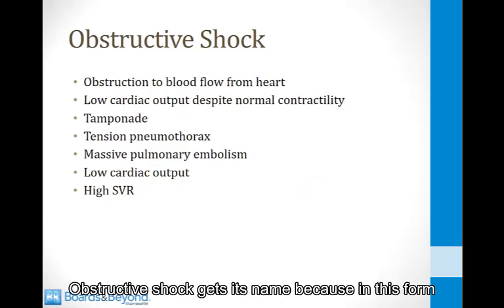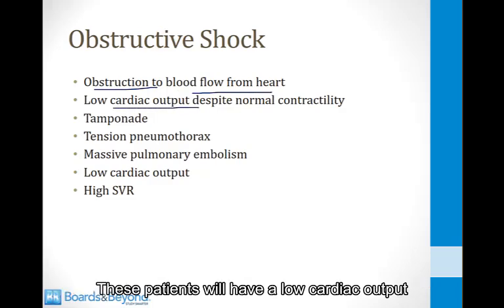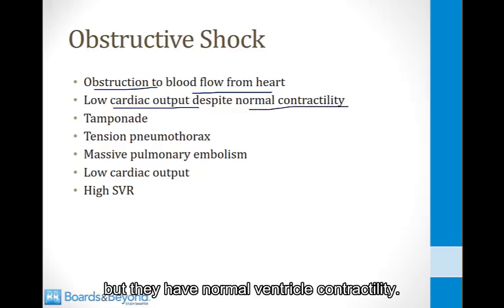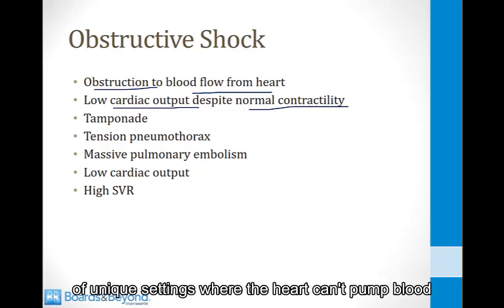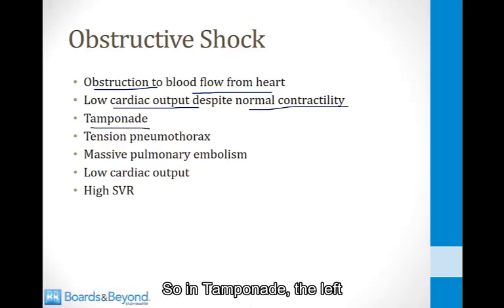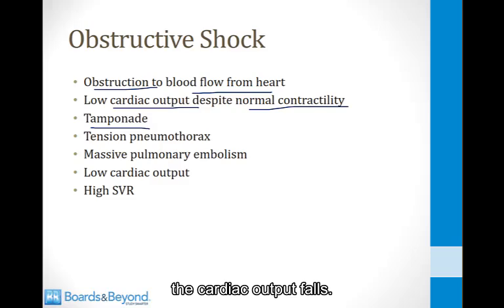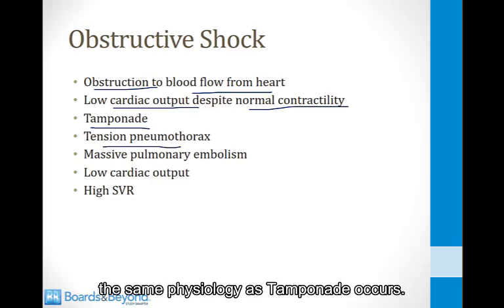Obstructive shock gets its name because in this form of shock, there is obstruction to blood flow from the heart. These patients will have a low cardiac output just like cardiogenic shock, but they have normal left ventricular contractility. So this occurs in a couple of unique settings where the heart can't pump blood to the body, even though the heart itself is normal. So in tamponade, the left and right ventricles are completely normal, but because there is fluid surrounding the heart, the cardiac output falls.